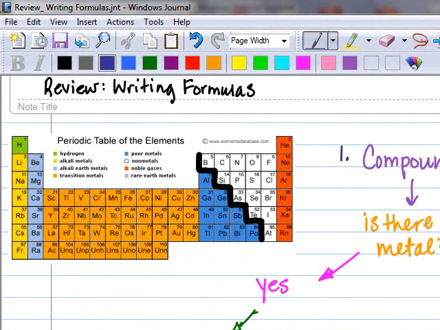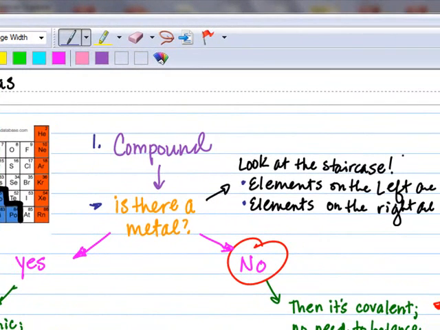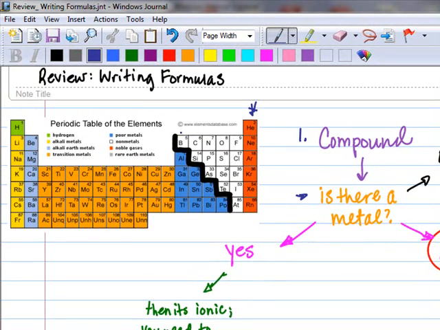You need to look at the compound and decide, is there a metal? How can you tell if an element is a metal or not? You need to look at the staircase. Right over here, I've pasted a little picture of a periodic table, and in a thick black line, I drew a staircase. Anything to the left of the staircase are metals, except for hydrogen. Remember, hydrogen is the exception. And anything to the right of the staircase are the nonmetals.